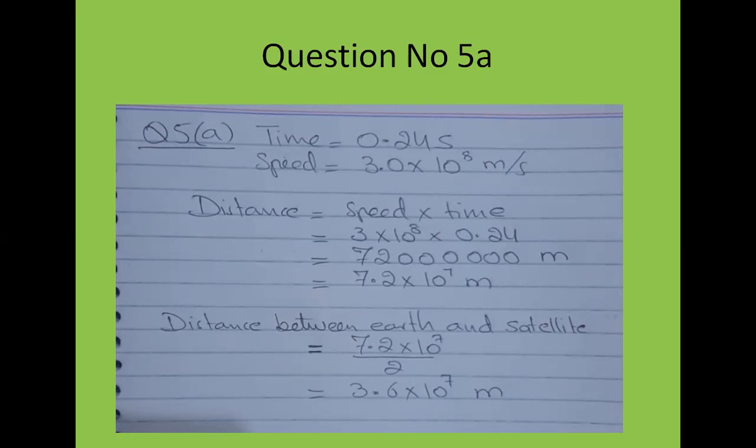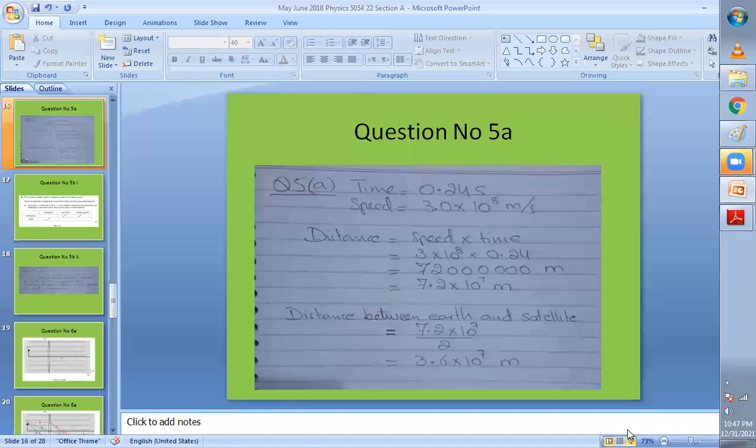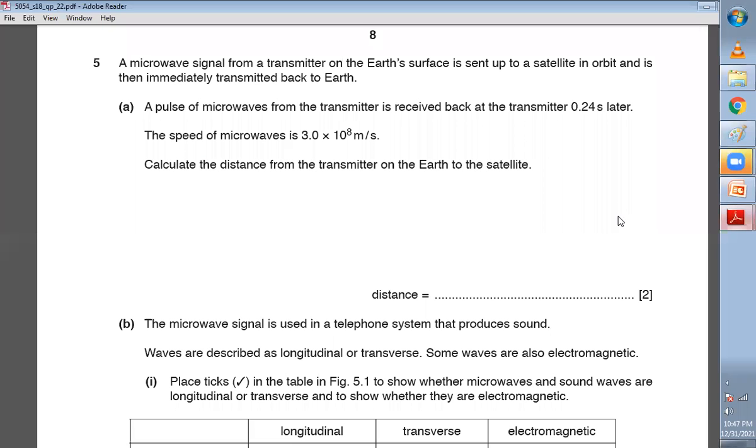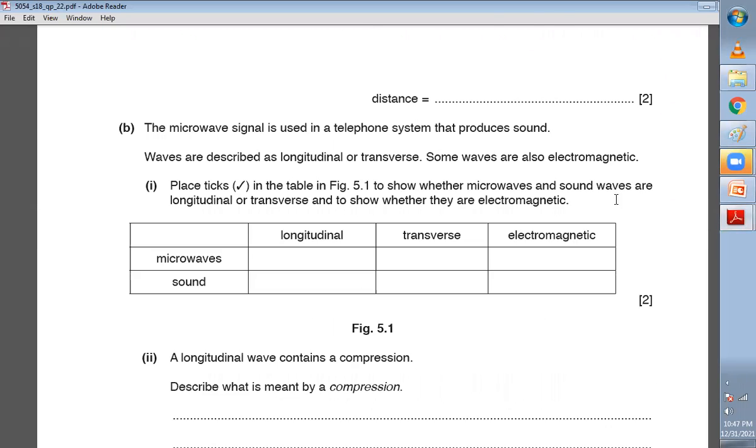But the question is, what's the distance between the transmitter on the Earth and the satellite? That will be half of this distance, because this is the distance of going and coming back. Now we are talking about the Earth and the satellite, so that will be half of this 7.2 × 10^7. Just divide 7.2 × 10^7 by 2, and you will get 3.6 × 10^7 meters. Hopefully you understand this numerical. This is a very important and famous numerical. Okay, so this was a 2-mark question.